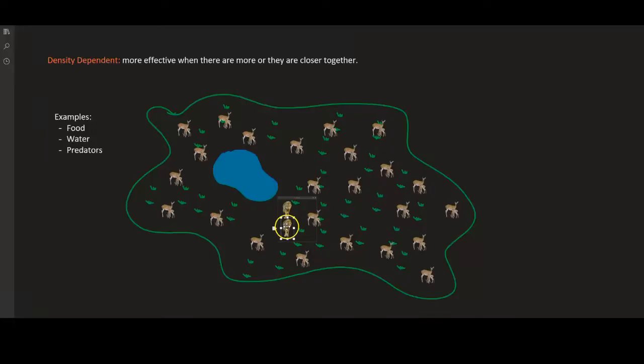So when there are more of the deer, the wolves, the predators, can kill them faster and easier, so it will limit the population of deer faster if there are more of the deer and they are closer together. That's why predators and predation are considered a density-dependent limiting factor. They limit the population more when there are more of the prey around, because they're easier to find and they're able to be killed much faster. So that's what we mean. Let's look at density independent now.